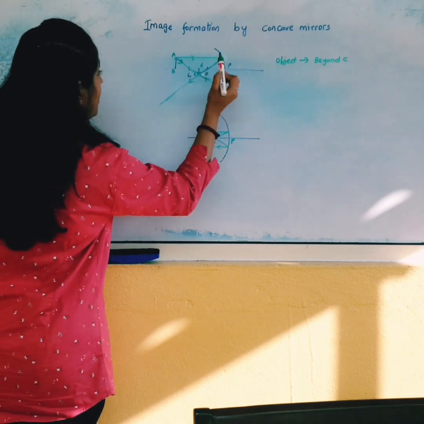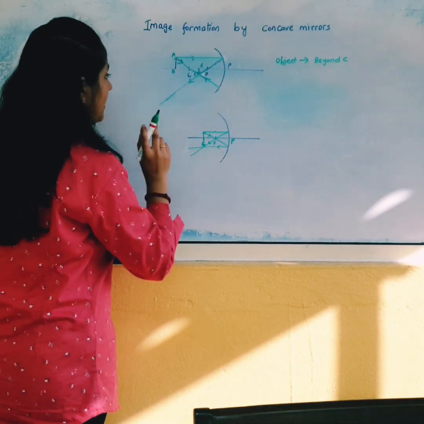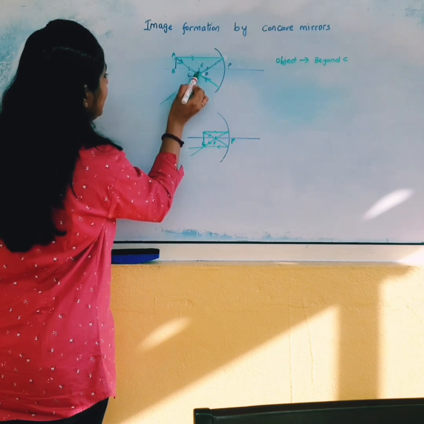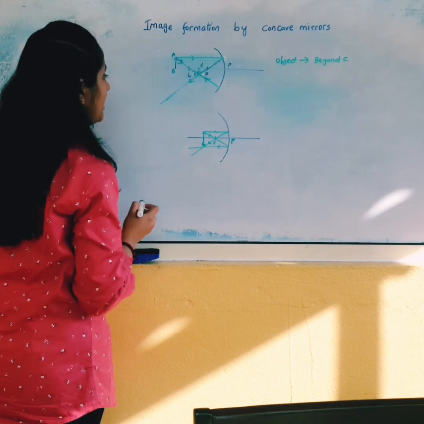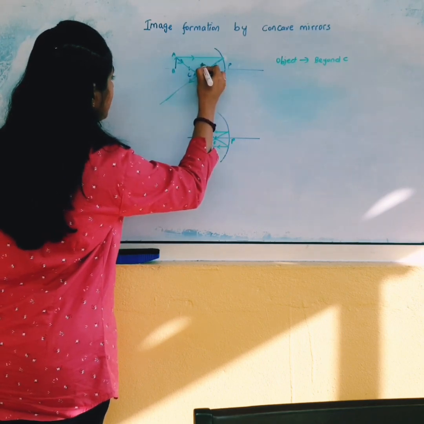Now you need to look at where both the reflected rays are meeting, the intersection point. So it is here, meaning this will be the position of the image, which you have to mark as A dash, B dash.